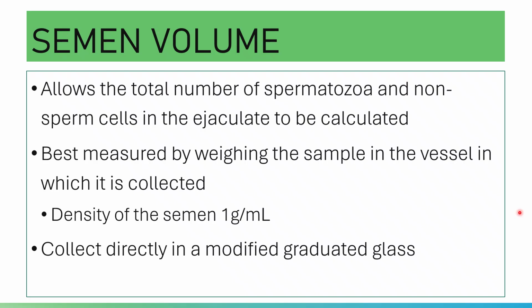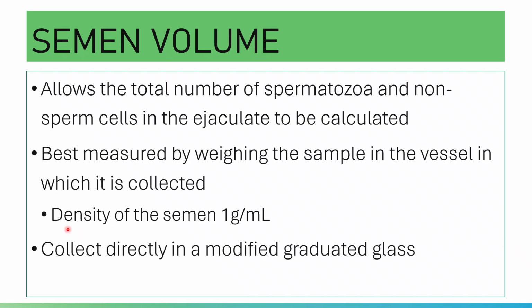After pre-weighing, once the sample is collected, you weigh the vessel with the semen in it, and then subtract the weight of the container. Let's say, for example, the semen plus the container weighs 10 grams. You subtract the weight of the container that you pre-weighed, and the remaining weight is the weight of the sample.